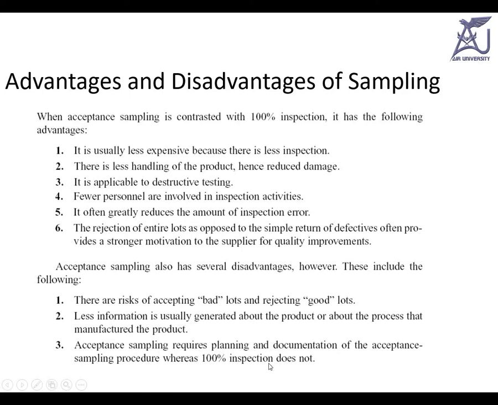Acceptance sampling requires planning and documentation of the acceptance sampling procedure, whereas 100% inspection does not. Here you need to do some documentation, because you are going to use some standards and you are going to use some documentation as well to calculate the probability of acceptance. So this is also another drawback of acceptance sampling.